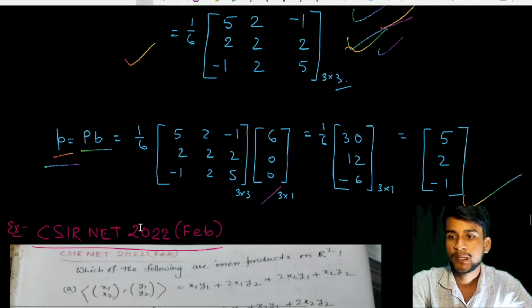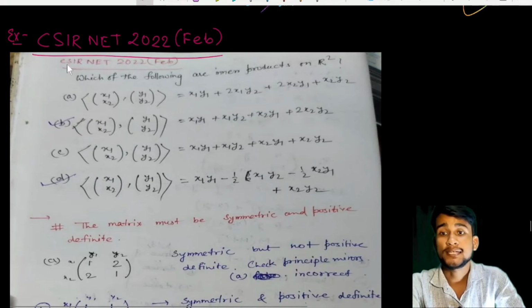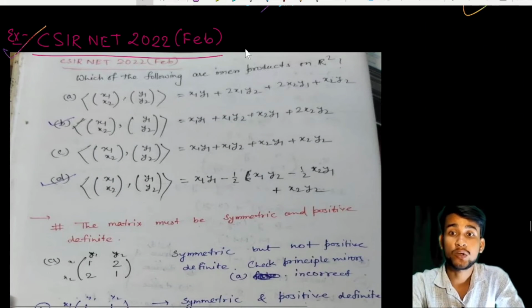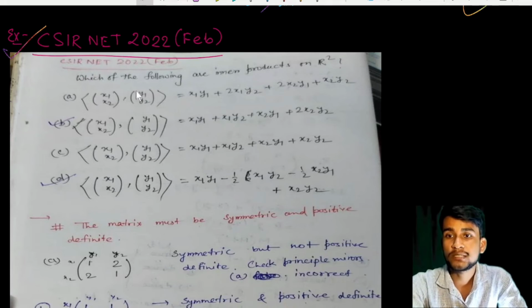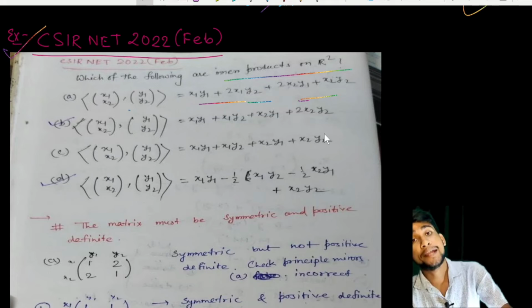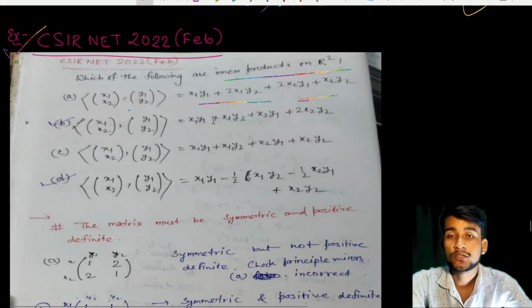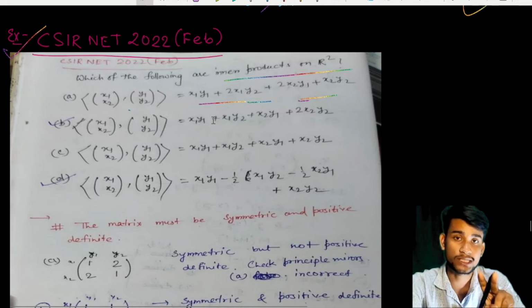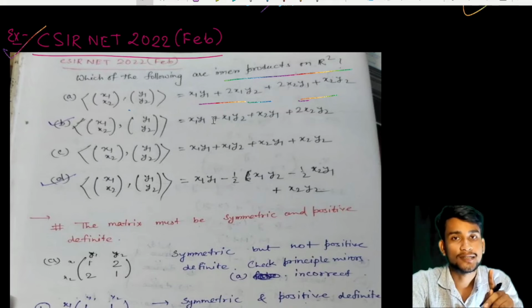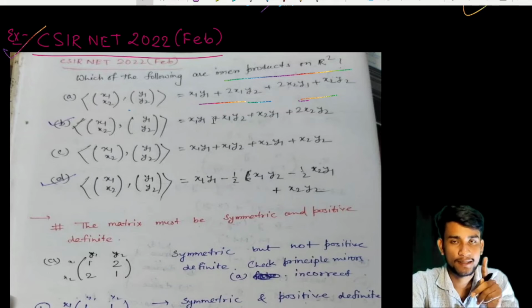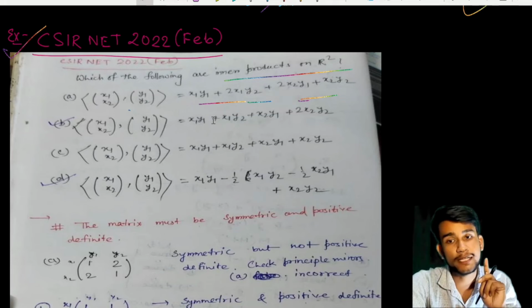Now let us take an example, and this is an actual question from CSIR NET 2022. The question says: which of the following are inner products on R2. So these are the given options. This is a very easy question which came in CSIR NET 2022. Two results are needed to solve this question: the matrix corresponding to an inner product must be symmetric and positive definite.